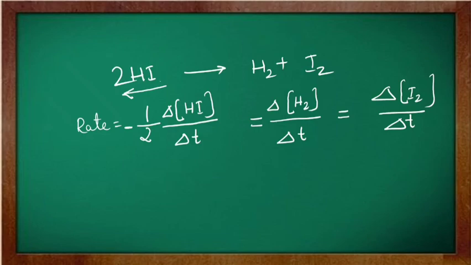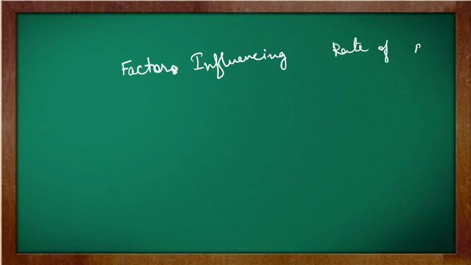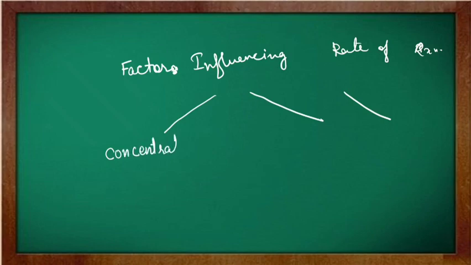Now I'll tell you what the factors are on which the rate of a reaction is dependent, that is, the factors influencing the rate of a reaction. So there are 3 factors which influence the rate of a reaction. The first one is concentration. Concentration means in what quantity something has been taken. The quantity is the first thing which affects a reaction.